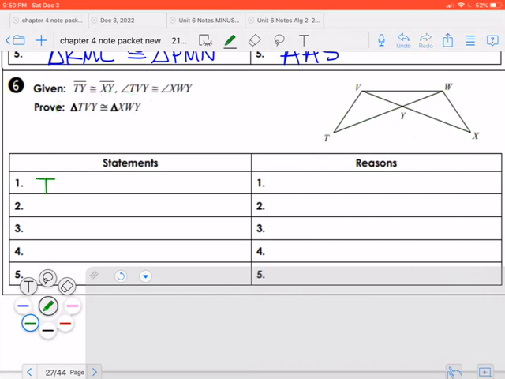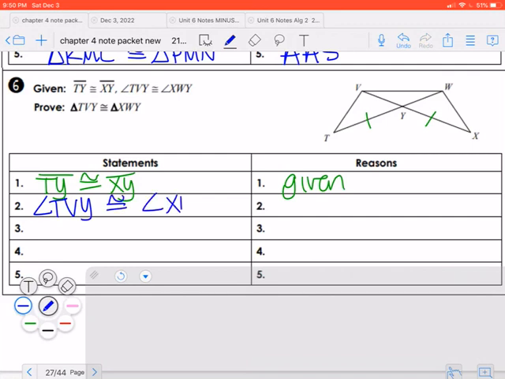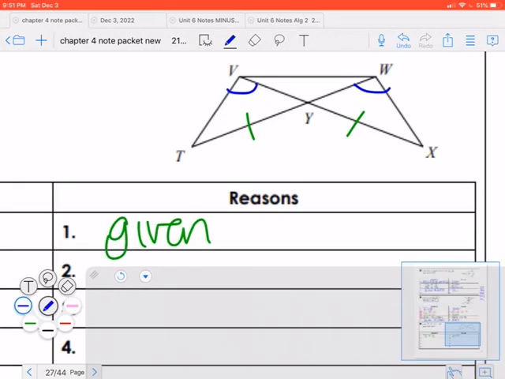Okay, let's start with our first given here. TY is congruent to XY. Given. TY on my diagram is congruent to XY. All right, let's go on to the next given. Angle TVY is congruent to angle XWY. TVY is that angle, XWY that angle.